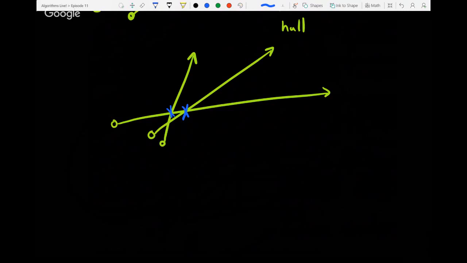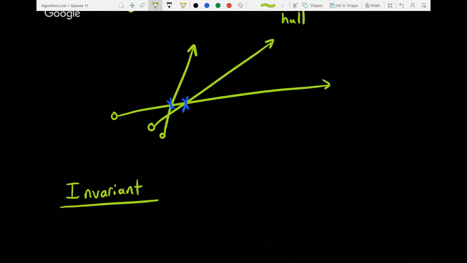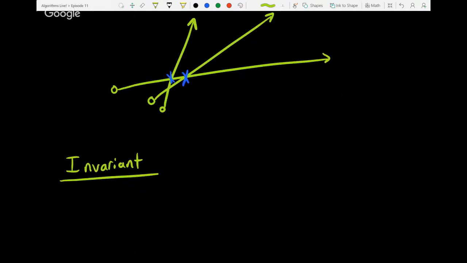So that's what I'd like to do. So what we're going to create is an invariant on our data structure that we'd like to maintain. It's going to look the way this works.